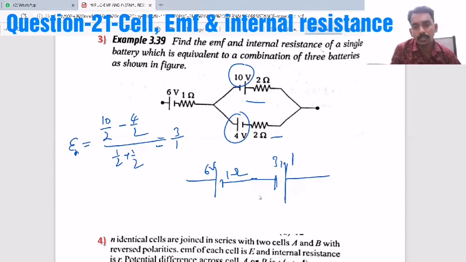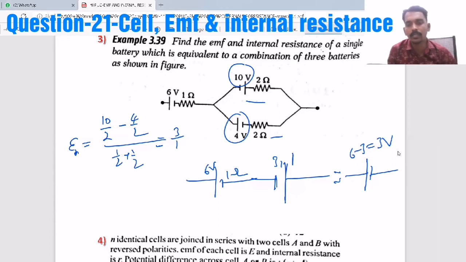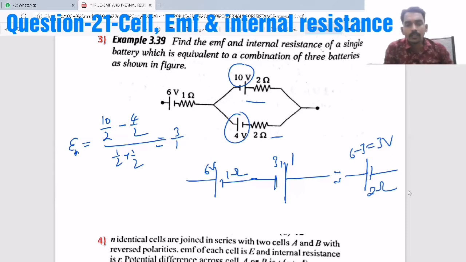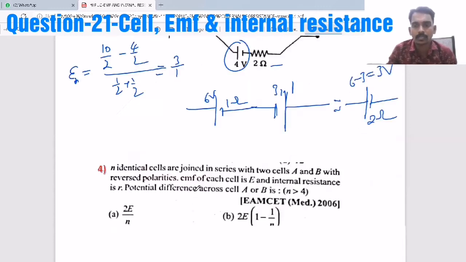Now both are in series but with reverse polarity. So it is equivalent to one single EMF, that is 6 minus 3 equal to 3 volt. If they are having the same polarity, it means 6 plus 3, 9, and 1 in series, so the resistance will become 2 ohm. This way you need to understand how to find the effective EMF of two cells in parallel or series. Such kind of questions they can also ask.